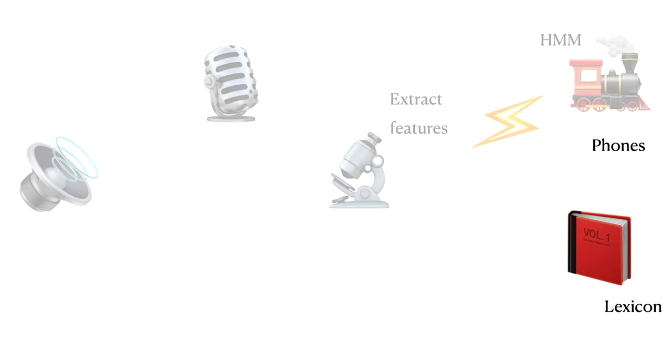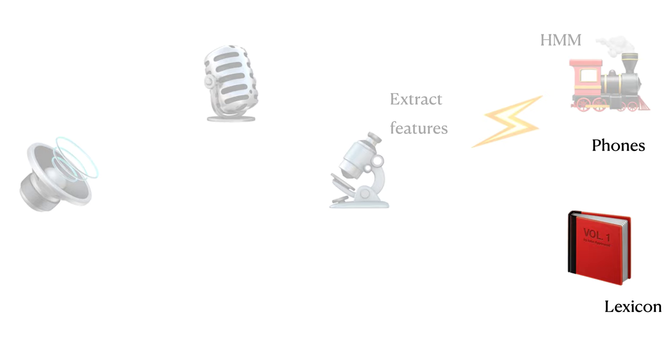The result of the HMM can either be a one best prediction, that is, here is the sequence of phones that was most likely, or more likely, it can be a lattice. So a lattice of possible phones.